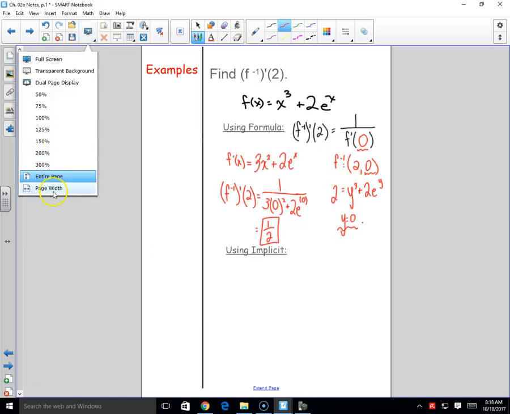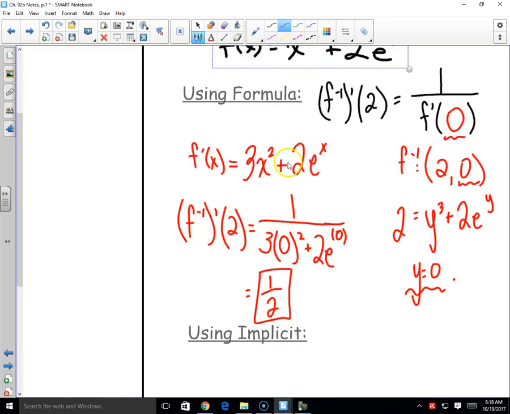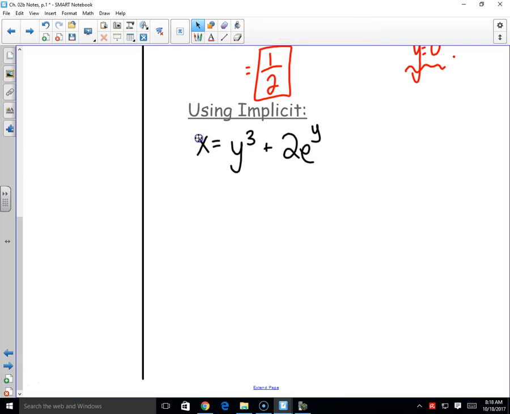But before we finish that, let's go do implicit. So I'm going to steal the exact same function. So this is the formula way. The implicit way, guys, keep me honest because I don't have the equation right in front of me, but you do. The implicit way says, start with switching x and y. Yes, x equals y. Okay, I switched x and y. This is my inverse.